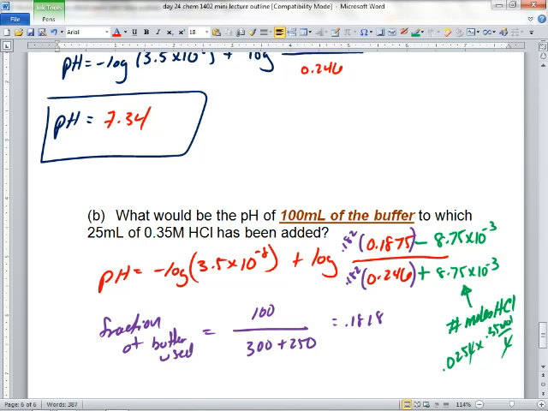We have to figure out how much acid we added. So the moles of HCl is going to be 8.75 times 10 to the negative 3. That's why I got those numbers. So you have to take 0.182 times the 0.1875 minus 8.75 times 10 to the negative 3.